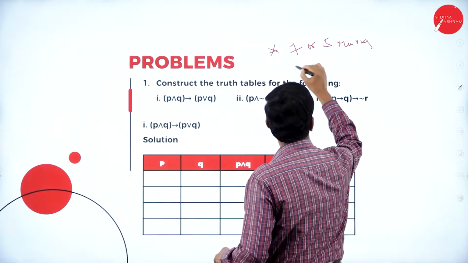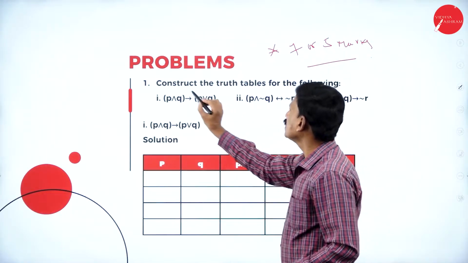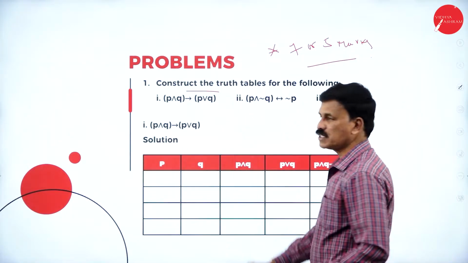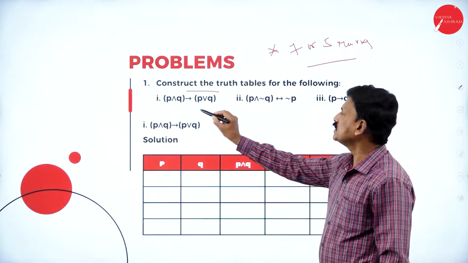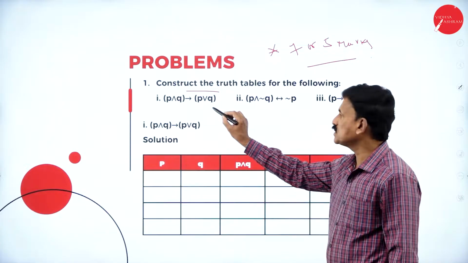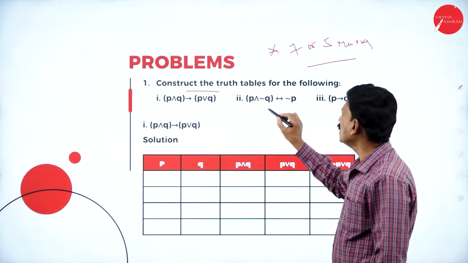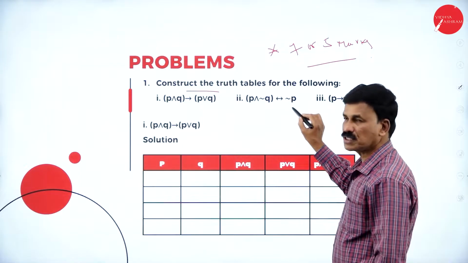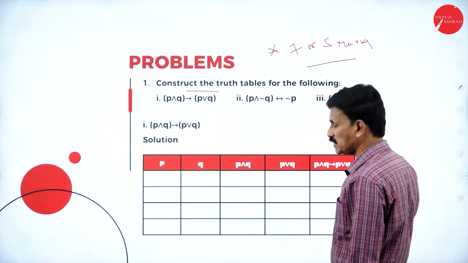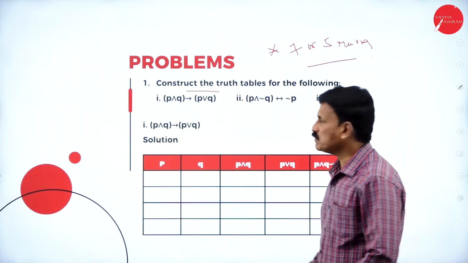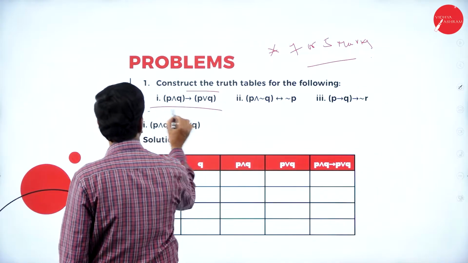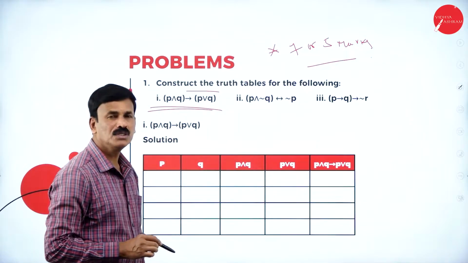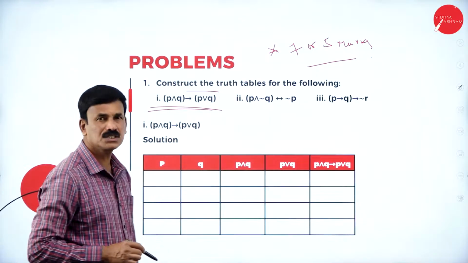Now, construct the truth table for the following propositions. First, P conjunction Q conditional to P disjunction Q. Second, P conjunction negation Q biconditional to negation P. Third, P conditional to negation R. Let me take the first problem. What is the first problem? P conjunction Q conditional to P disjunction Q.